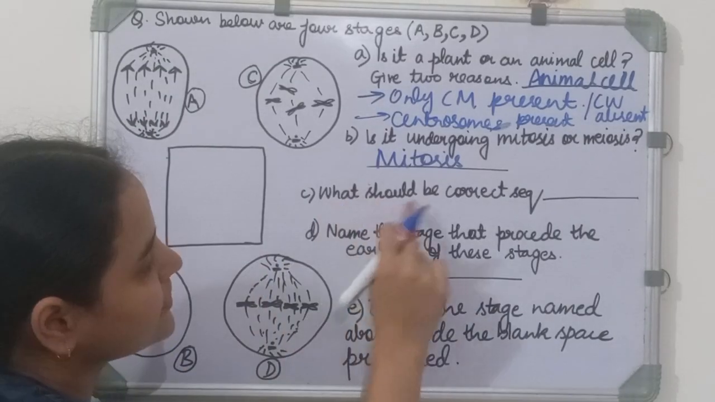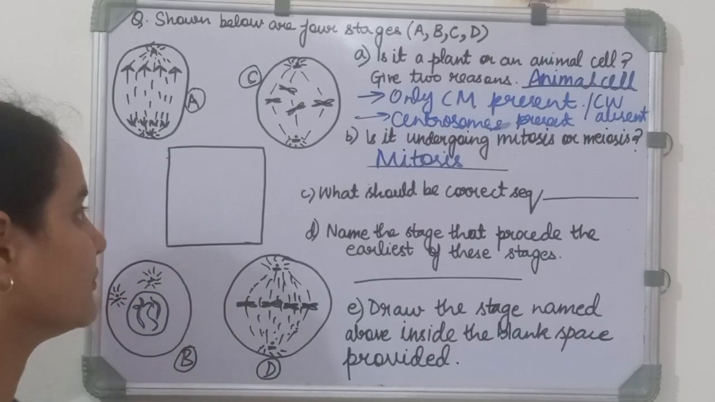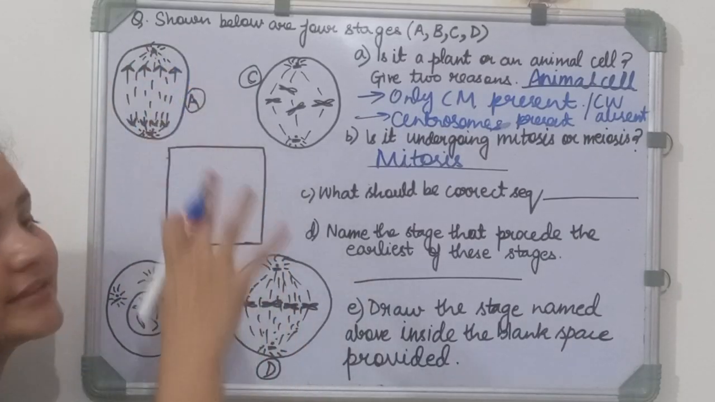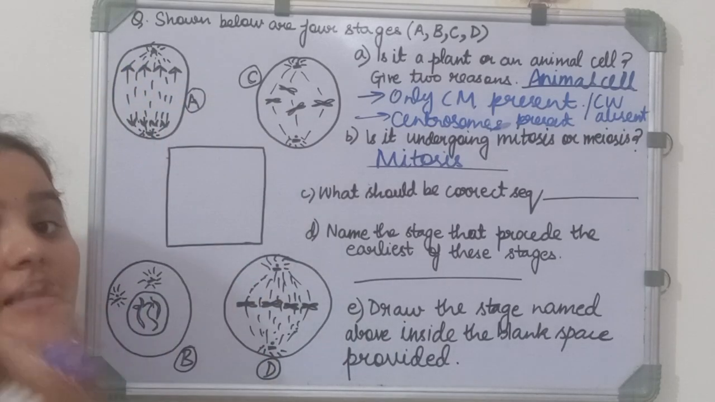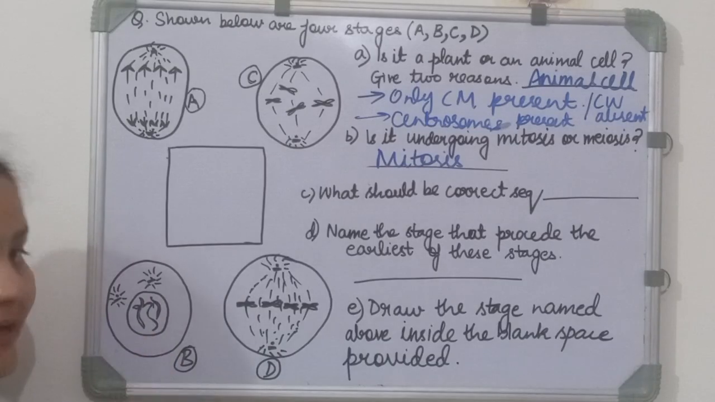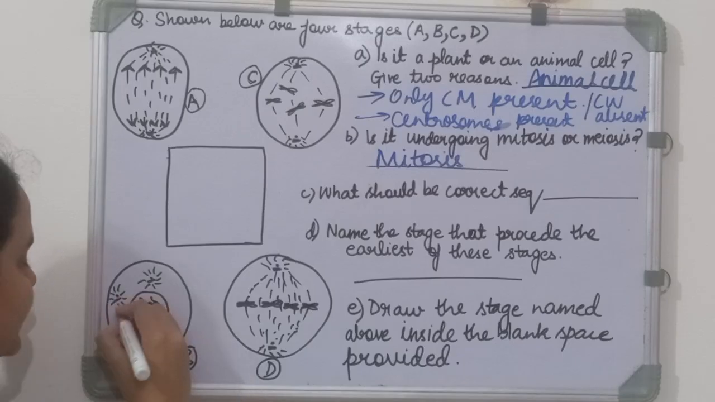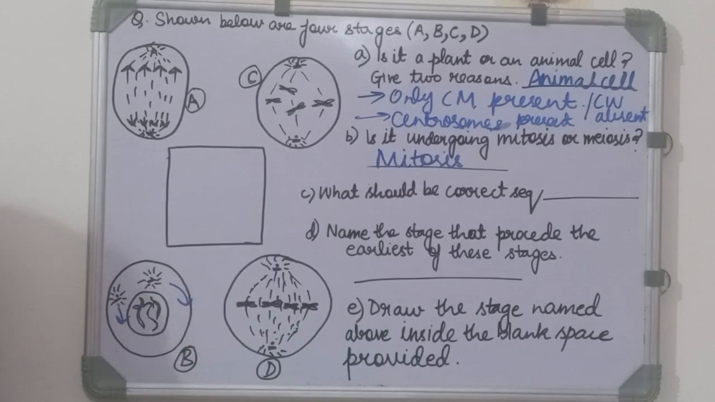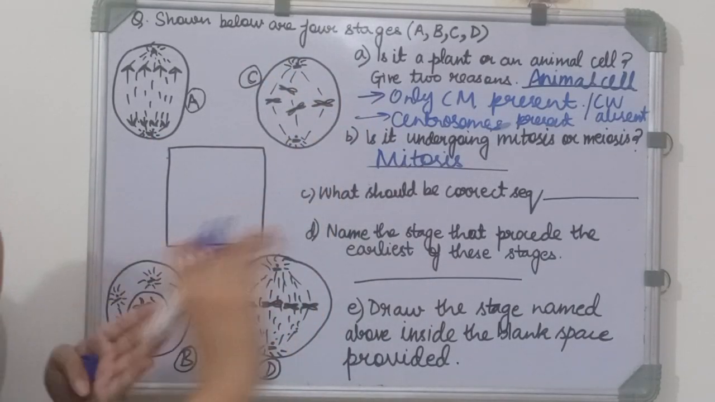Okay, now what should be the correct sequence? So from A, B, C, D we have to arrange them in proper sequence. Okay, so in A we can see that the sister chromatids have separated and they are moving towards the opposite pole. So it is representing anaphase. Okay, and in B we can see that the chromosomes are trying to become distinct. Okay, and we can see 2 centrosomes that are trying to move towards the opposite poles, and it occurs in case of prophase.